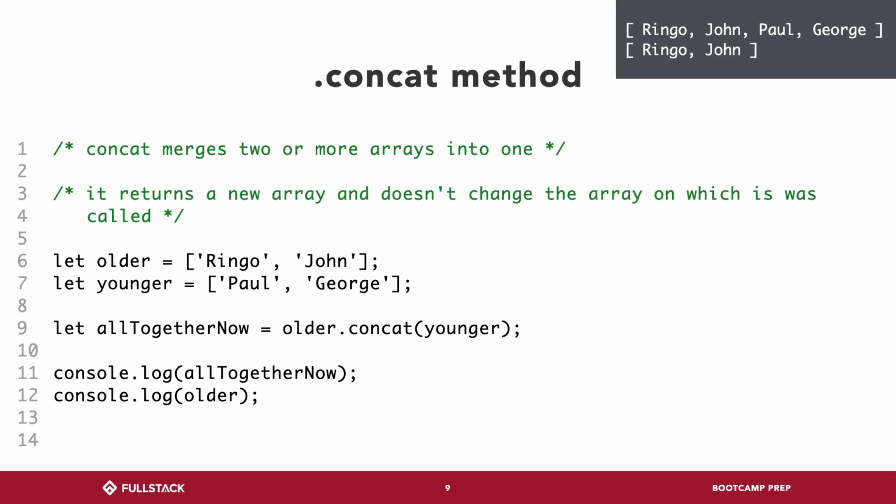But if you have two arrays that are two different variables and you want them to be one array, that's what you do. And the thing you pass into it will be put on the back of the thing you're dotting off of. So you do older.concat(younger). The thing that is older is Ringo, John, right? And you see Ringo, John is first. And then you're dot concat younger, and then younger is last at the end. Makes sense, right?